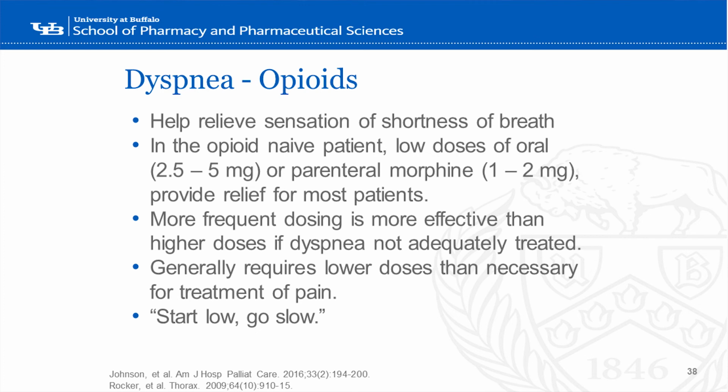We find that more frequent dosing is more effective than using higher doses if the dyspnea is not adequately treated. So we often start with an every 3-hour regimen and then have to move down to an every 2 or every 1-hour regimen. Patients generally require a lower dose than is necessary for pain treatment. So we don't necessarily need those higher doses, the 5 or 10 milligram oral morphine dose. We can use the small doses, and again, the tenet of starting low and going slow is important for dyspnea.